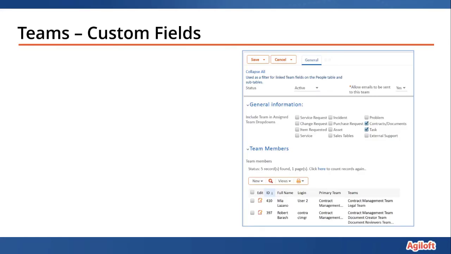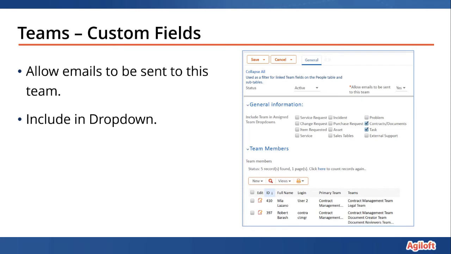The Custom Fields tab allows us to determine where this team is visible. From here, we can set the team to active or inactive and determine whether this team can receive emails. In the General Information section, we can set whether the team will be visible in various drop-down lists of teams.